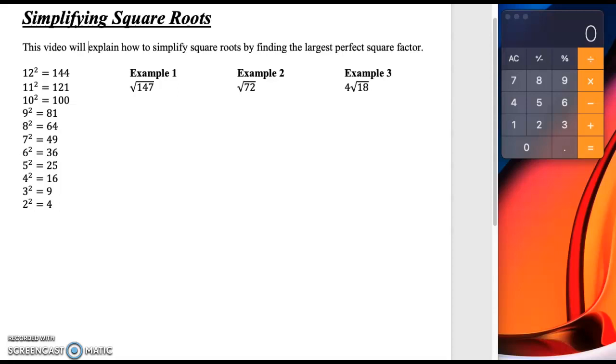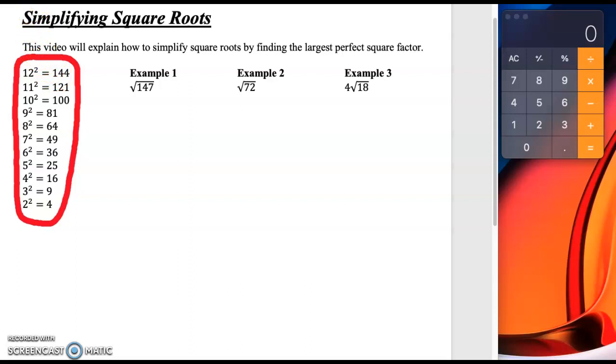Well, perfect square factors are factors that are over here. These are all perfect squares, 144, 121, 100, so on. Now I only went up to 12 squared, which is 144, but of course you can continue on to 13 squared, 14 squared, so on, as high as you want.